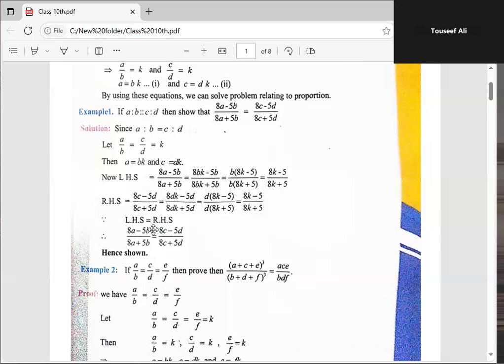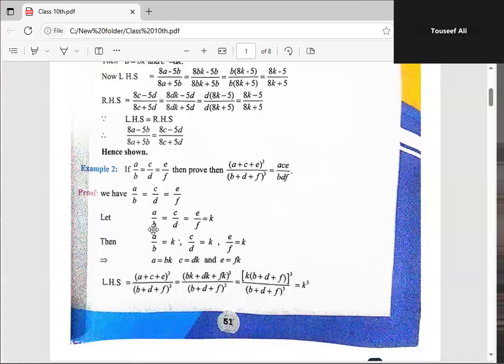This is the method to show or prove the given ratio and proportion question. Now in example 2 we have three proportions. In these three proportions we will use the K method and prove the given question. Here we have ratios A divided by B equals C divided by D equals E divided by F. By using the K method, first we let A divided by B equals C divided by D equals E divided by F equals K. Now we will separate these terms: a divided by b equals k, c divided by d equals k, and e divided by f equals k.